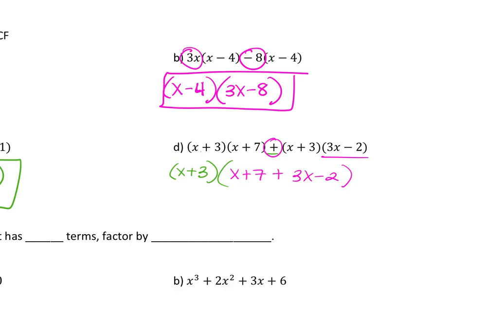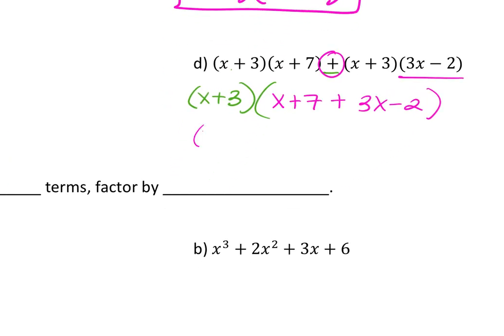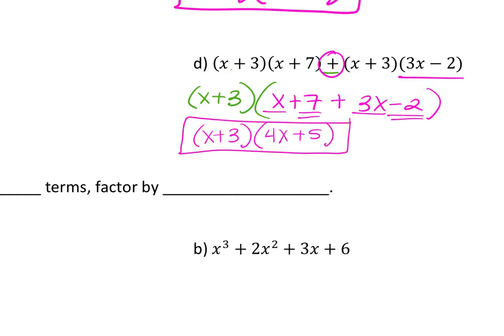What can you do from here? You can simplify. So you have an x plus 3. That's going to stay put. But these can actually be added together. X plus 3x is 4x. 7 minus 2 is a positive 5. And now this is a simplified factored form, okay?